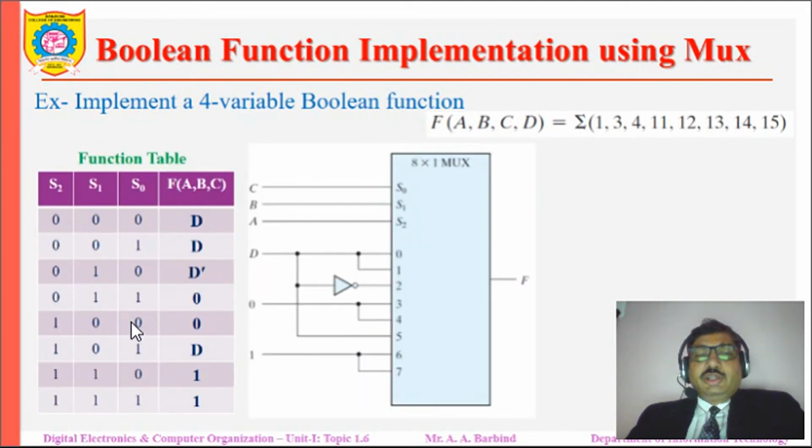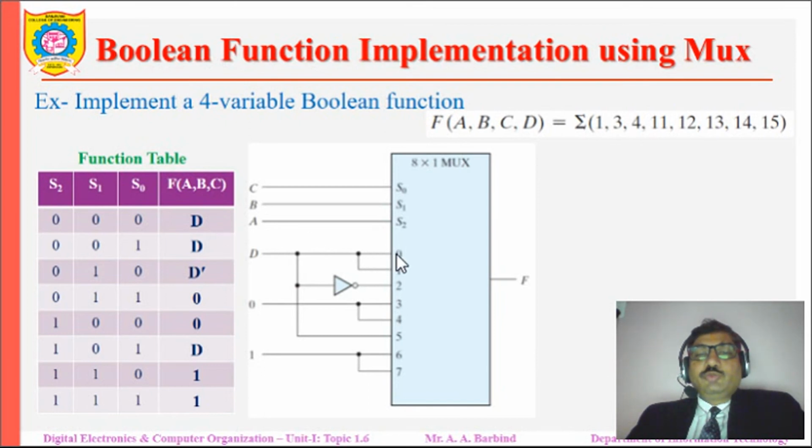Now this is the function table which we obtained in the last step. Now this is the 8 is to 1 multiplexer. An 8 is to 1 multiplexer will be having 8 inputs and only one output, whereas there are three select lines, and to these three select lines we give the inputs a, b and c. Its inputs are connected in this fashion.